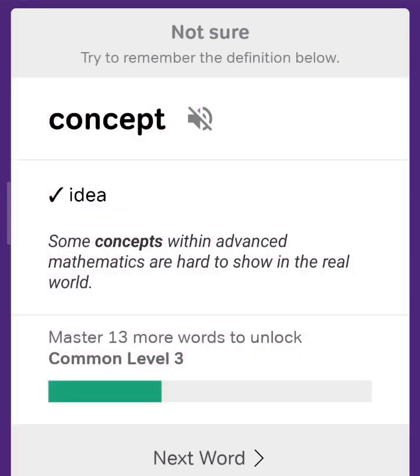Concept. Idea. Some concepts within advanced mathematics are hard to show in the real world.